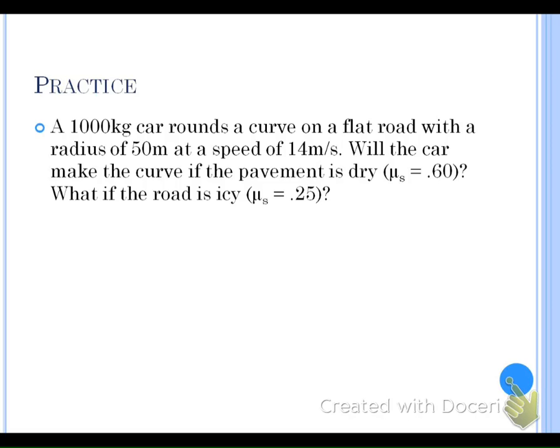So we're going to try this problem, and we're going to examine whether this car can safely make it around the curve at a certain speed, okay? One is going to be with a dry road with a coefficient of static friction of 0.6, and the other one's going to be with an icy road, which has a coefficient of 0.25. All right, so we're going to do the dry road first. We'll see how it works out, and then we'll try the icy road.